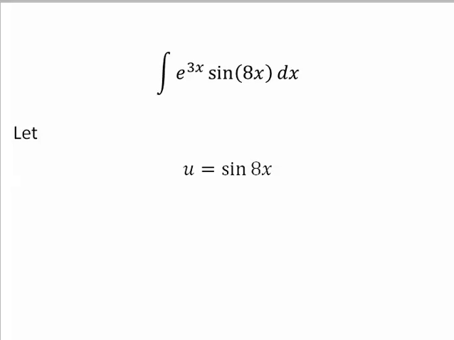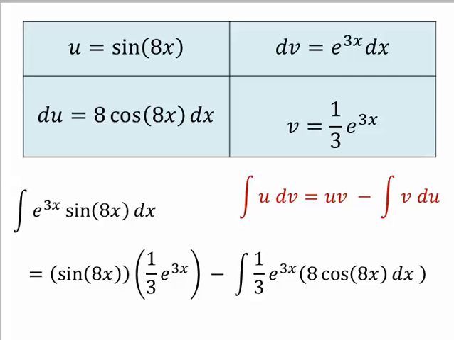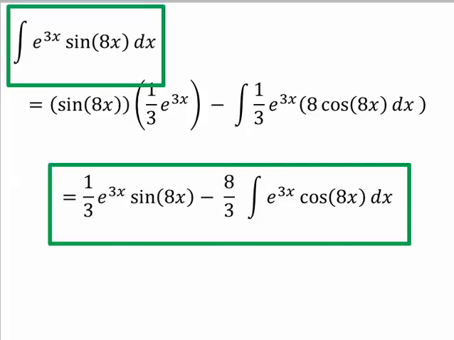Let u equal sine 8x. Then dv is what is left over. Du and v can then be found accordingly. Plug all of this into our formula, and this is what I get. Clean it up a little bit. And so for the second iteration, this is my solution.